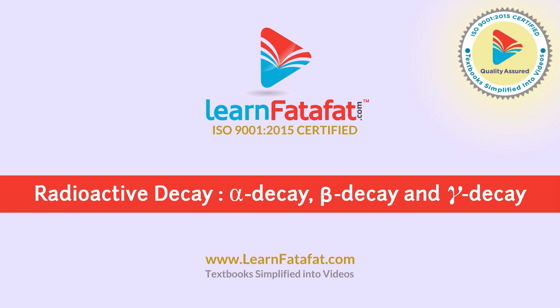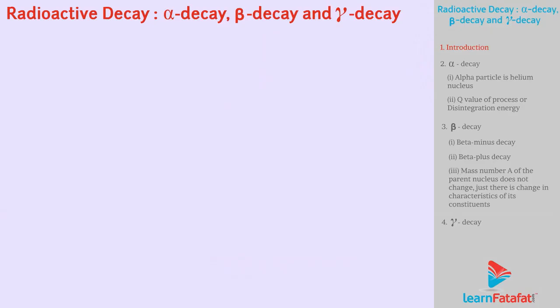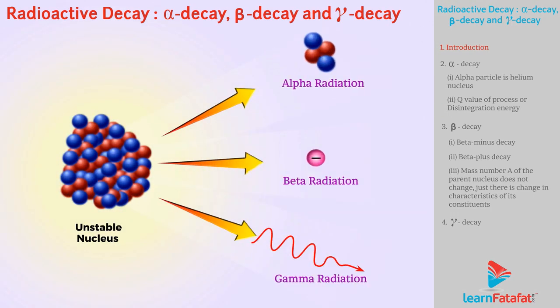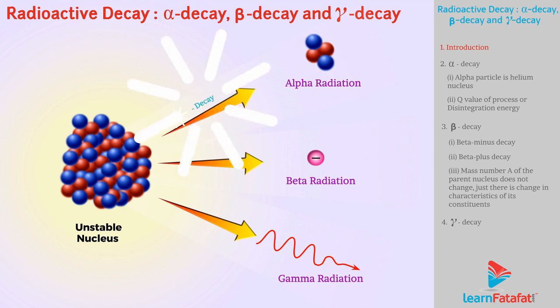Radioactive decay: alpha decay, beta decay, and gamma decay. Dear students, a heavy nucleus is unstable. It loses energy by emitting radiation. Basically, depending on the type of radiation, the radioactive decay could be alpha decay, beta decay, or gamma decay.